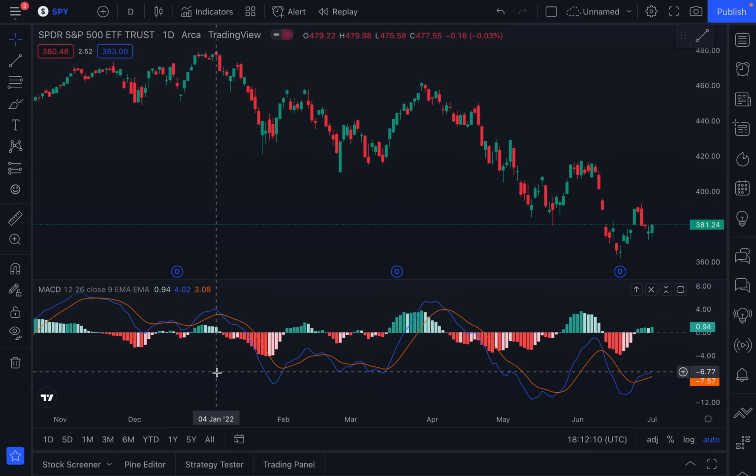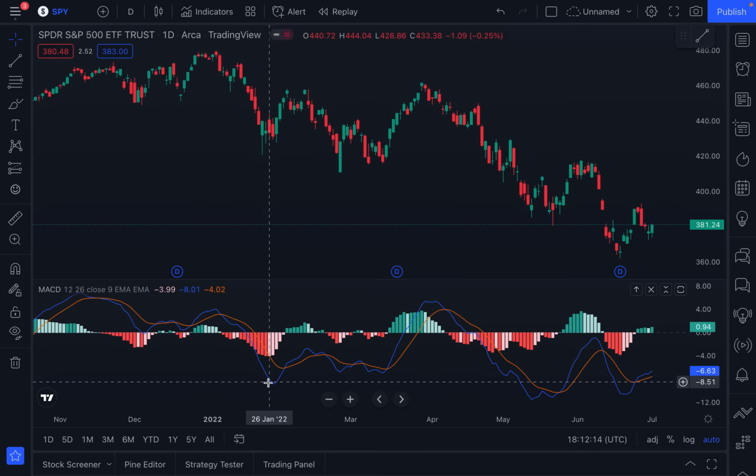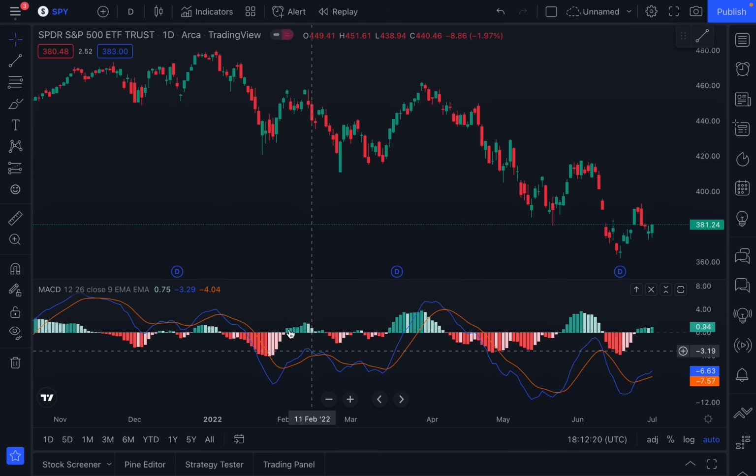So firstly, which one is the MACD line? The MACD line is going to be the blue line that you see here, okay? And the orange line is going to be called the signal line. And then we have a histogram here, and notice that we have red bars and then we have green bars. So there's a line that separates these two that is called the zero line, okay?